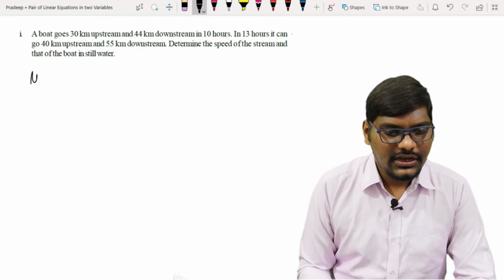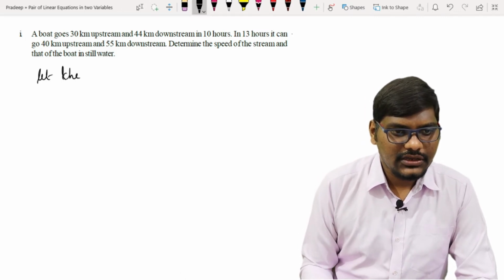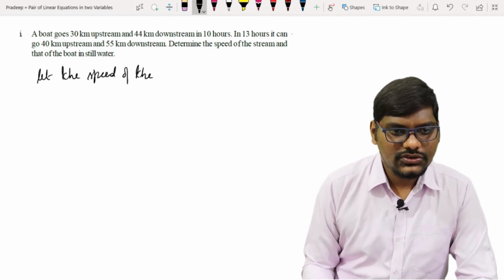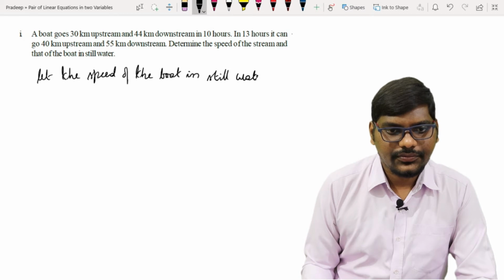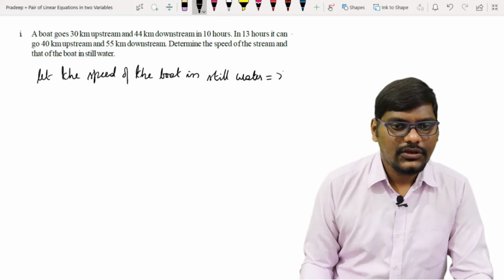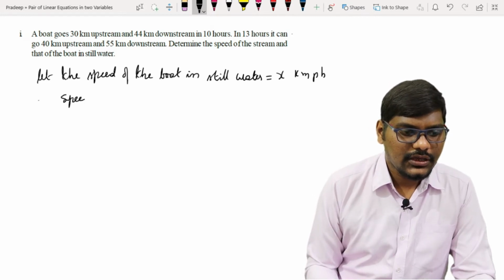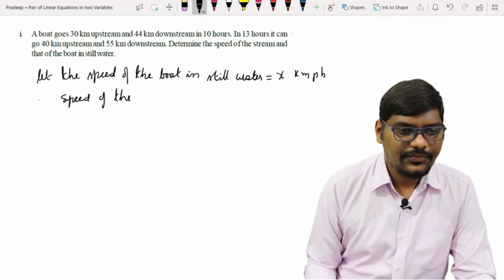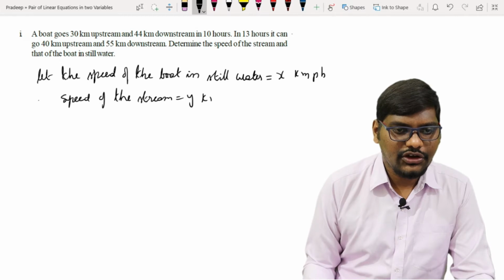So I can write, let the speed of the boat in still water be x. We'll take x kilometer per hour. Second thing, we can take the speed of the stream as y. I can write y kilometer per hour.